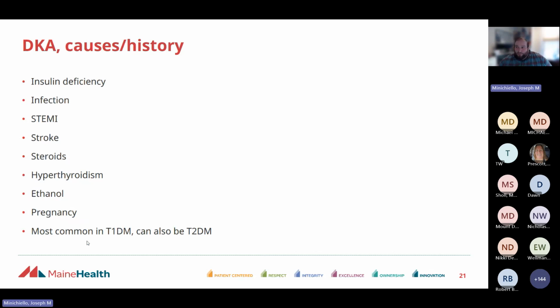So what causes DKA? How do we prevent it? Well, insulin deficiency is a big problem. And so especially if you have someone who's type 1, a couple of ways you get there.